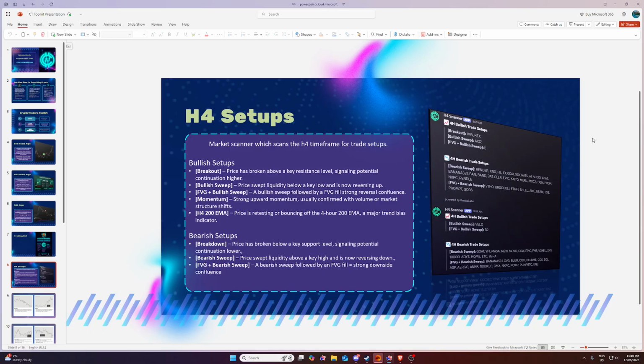Alright, so moving on to the other things in the toolkit. So we've covered the algorithms. Now we'll look at the market scanners and other tools.